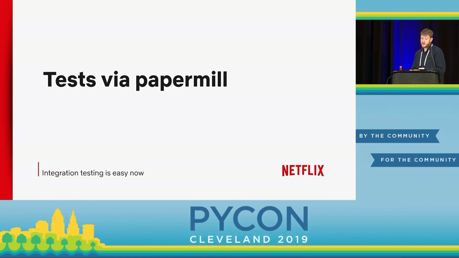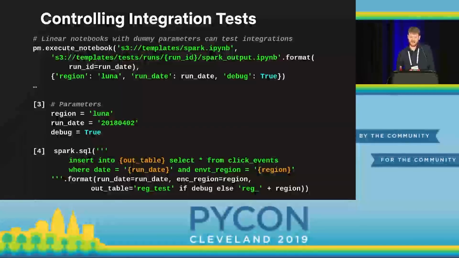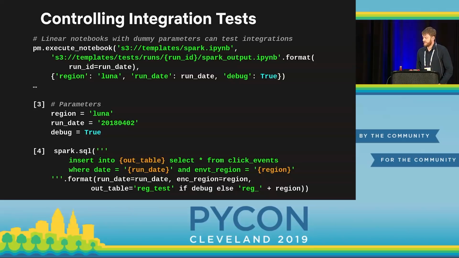So one place where we do also get a benefit where we didn't have good testing before is integration testing. So end-to-end testing of a notebook is actually really easy. You just call papermill on it with some dummy inputs. So here's an example where we're going to run papermill, and we're going to use this Spark template notebook that we were looking at before, and then maybe we'll save all our test run outputs to some test run ID path, and then we're going to put in some fake things.